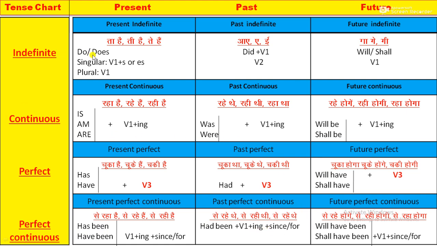For plural, they cook food. They cooked food. They will cook food. They are cooking food. They were cooking food. They will be cooking food. Now plural have. So they have cooked food. They had cooked food. They will have cooked food. They have been cooking food. They had been cooking food. They will have been cooking food. This way we take the examples.